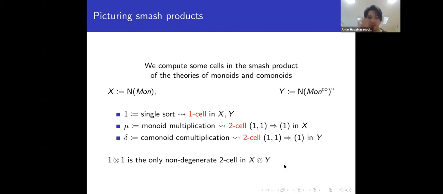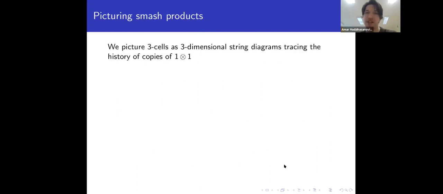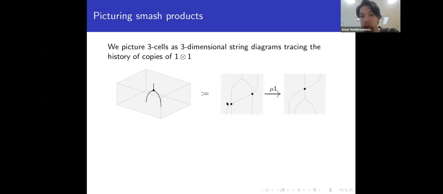Now, one tensor 1 is the only non-degenerate 2 cell in X smash Y. So now we're going to picture 3 cells in X smash Y as being kind of 3-dimensional string diagrams that can trace the history of these copies of the unique non-degenerate 2 cell. So if you take this multiplication tensor 1, again, we have this picture of this multiplication getting pushed through this wire. And we see that as it gets pushed through, these 2 intersections become one intersection.